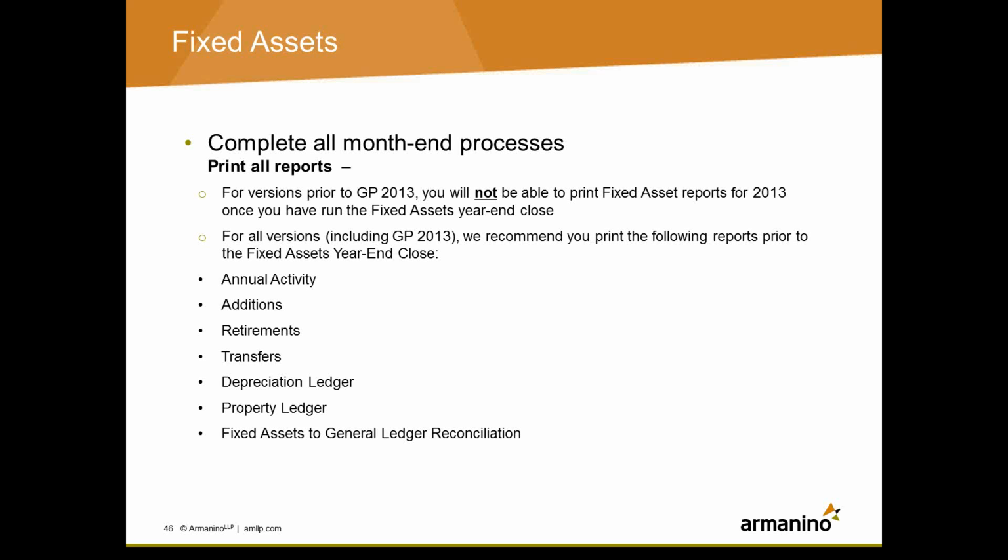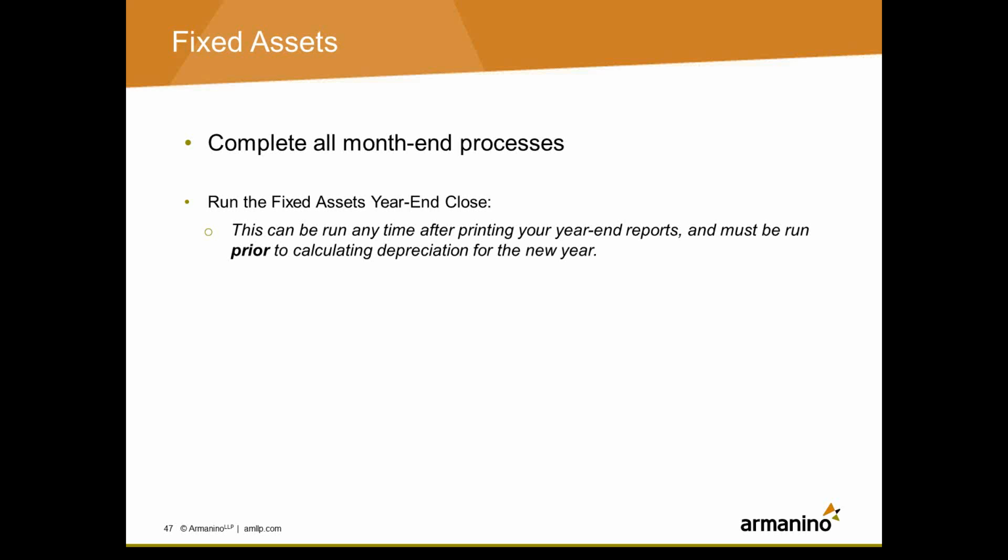So included in the list: annual activity, additions, retirements, transfers, depreciation ledger, property ledger, and the fixed assets to general ledger reconciliation. And I recognize that some of these reports can be quite large, so of course you can print them to PDF for record keeping. So once you have your reports done, you can then do your year-end close.